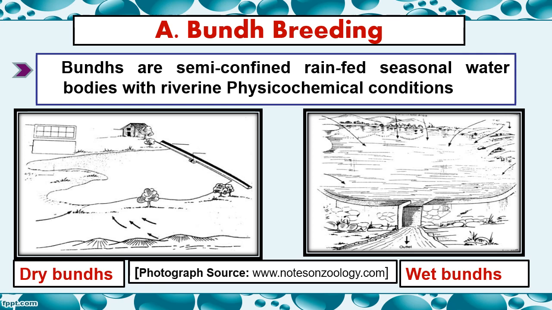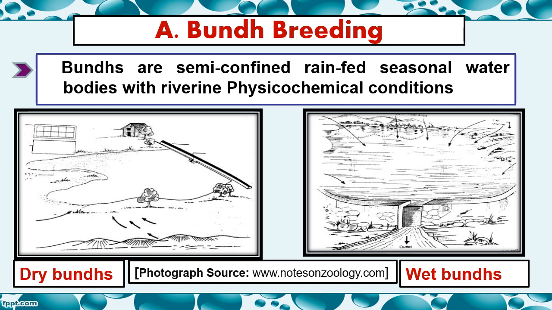Firstly, bund breeding. Bunds are semi-confined rain-fed seasonal water bodies with riverine physicochemical conditions. Bunds are constructed in the vast low-lying area with proper embankments on three sides, and the upper area remains open. It receives large quantities of rainwater after a heavy shower. Bunds are categorized into two types, dry bund and wet bund.